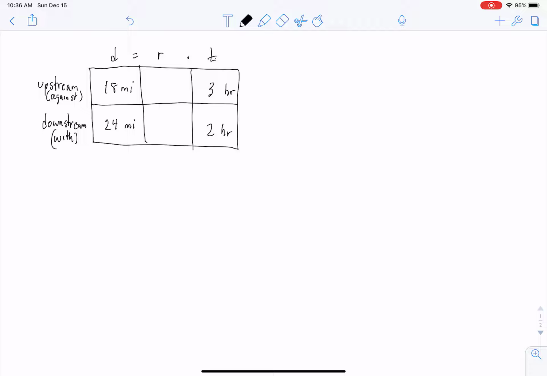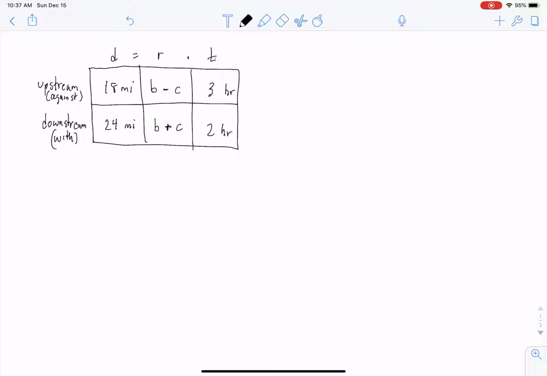Okay, so we always have the boat and the current. And when you're going against the current, it slows you down, you subtract it, and when you're going with the current, the current gets added on to the boat speed in still water. So again, the B is the boat speed in still water, and the C is the current.